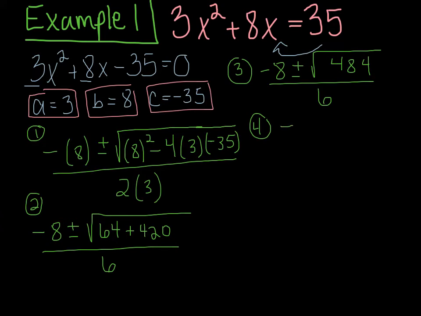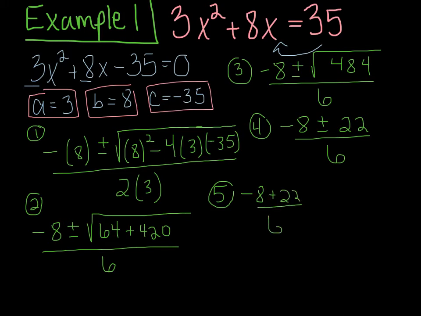So we have negative 8 plus or minus 22, over 6. Now we're going to separate our answer. Since our radical was gone, since the square root of 484 is 22, we're going to have two answers. We're always going to have two answers since we're dealing with quadratics. Our first answer we're going to obtain by taking negative 8 plus 22 over 6, and the second by taking negative 8 minus 22 over 6.